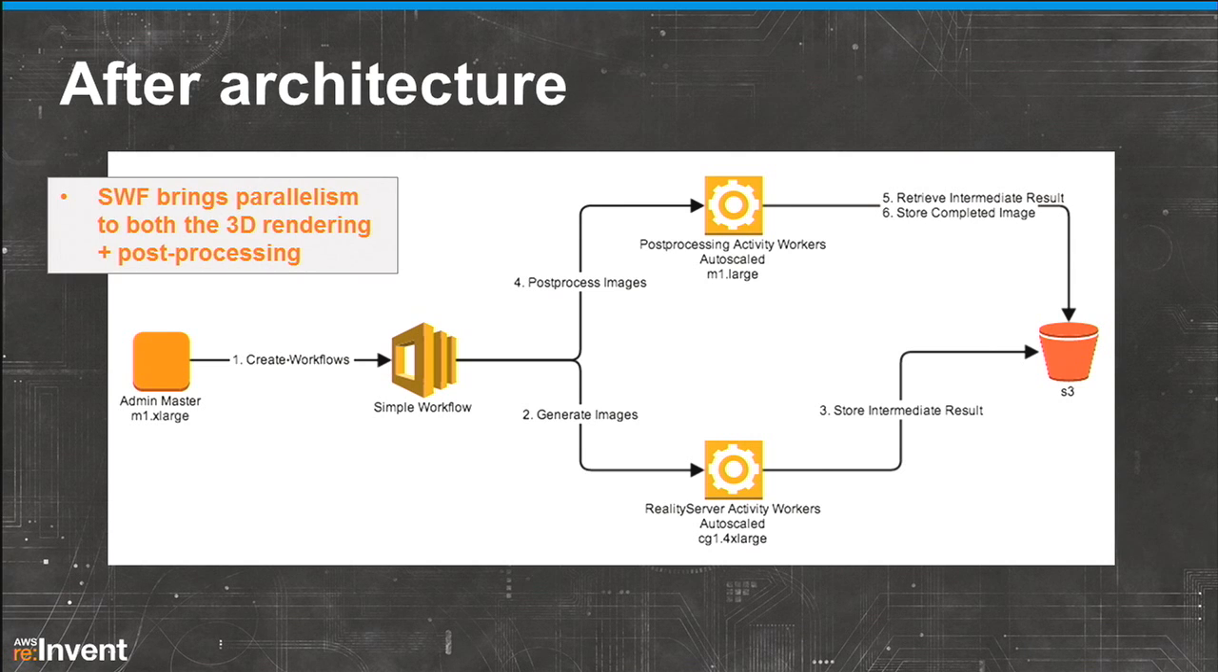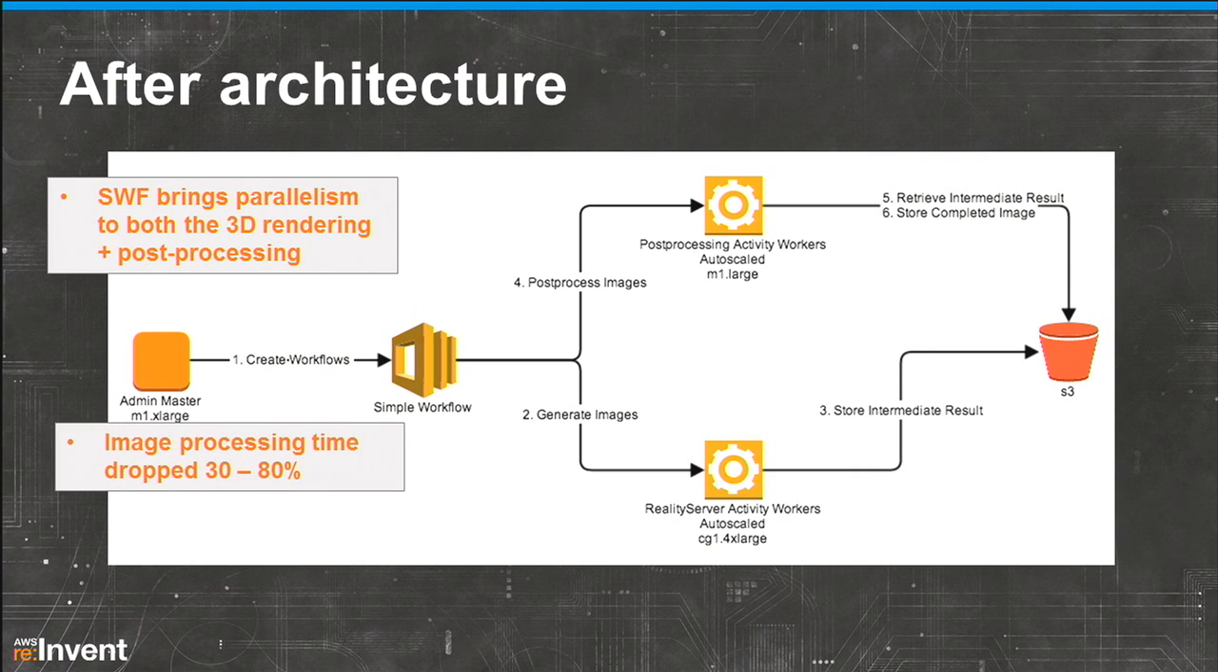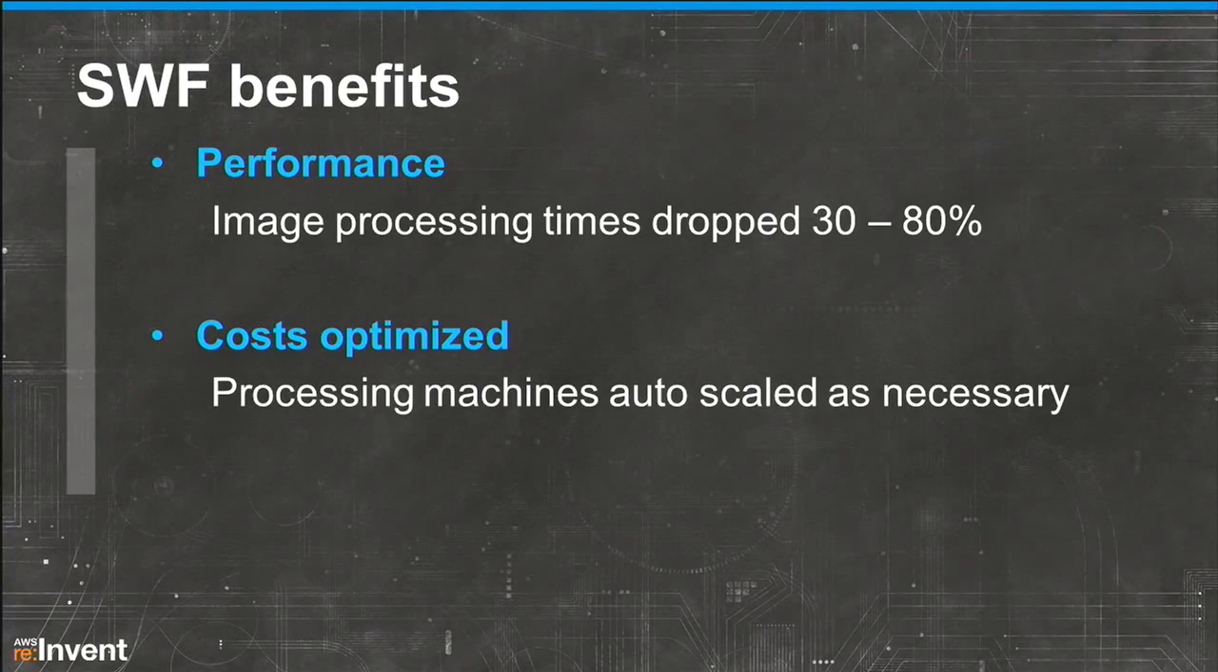So, as I mentioned, what this brings is parallelism both to the 3D rendering and the post-processing. With this architecture, their processing times have gone down by 30 to 80%. Imagine what this means for this architecture now. Imagine the number of customers now they can support with this new architecture. As I mentioned, key benefits for Fluid include that the processing times have dropped from 30 to 80%, and they can auto-scale their worker pools based on the load that they can inspect using CloudWatch metrics and auto-scaling.